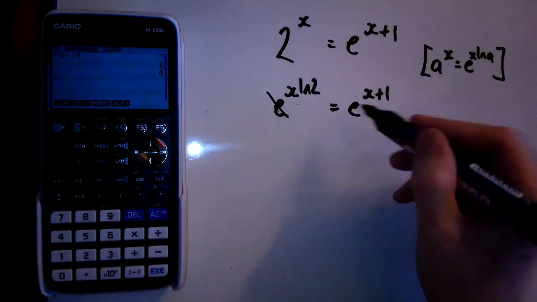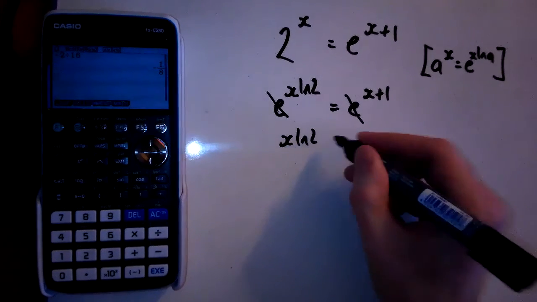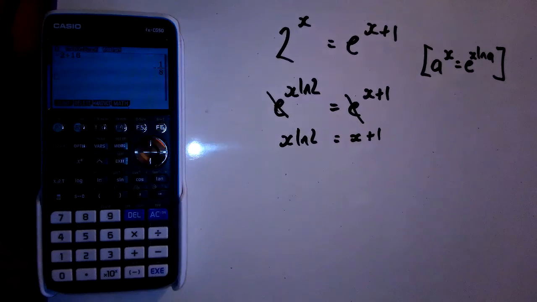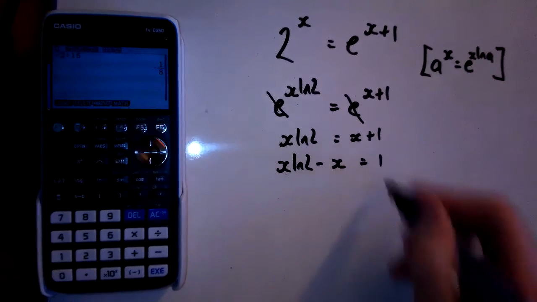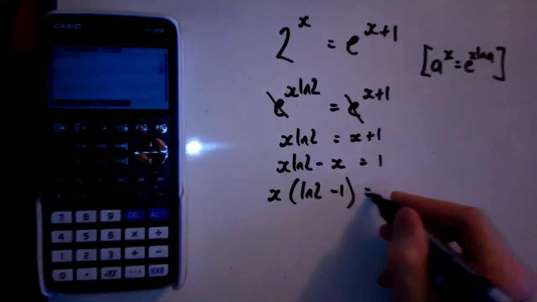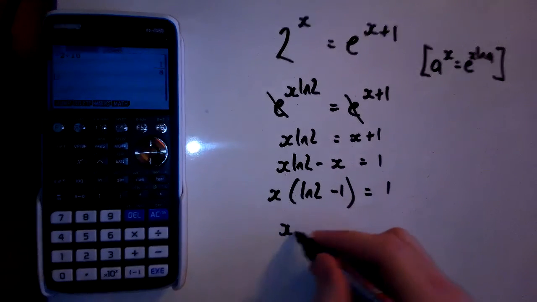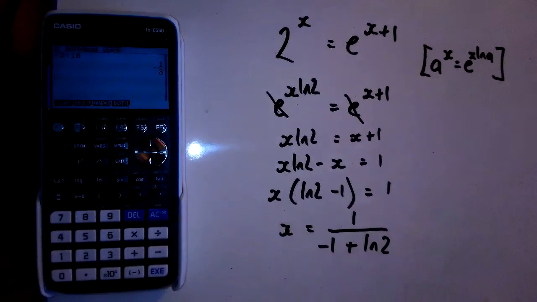Now I can do ln of both sides and cancel out the e's. So I get x ln2 is x plus 1. So get all the x's on one side. So x ln2 minus x is 1. Factorize out the x. So x times ln2 minus 1 is 1. Then just divide by it. And now I prefer the minus 1 at the front. So minus 1 add ln2. Remember, I like ln's at the end.